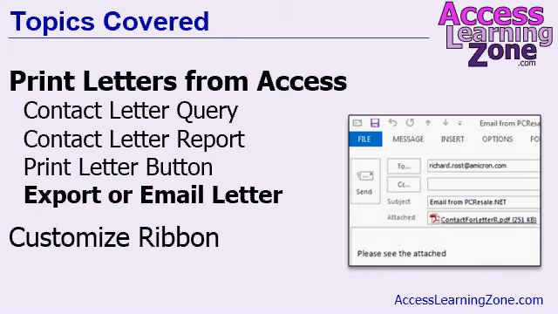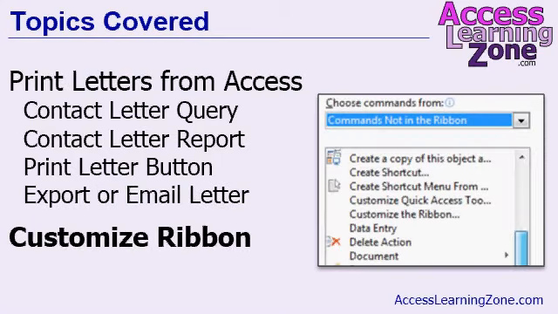We will then learn how to export our letter in several different formats, including PDF, text file, Word document, and so on. And we'll learn how to send the report as an email attachment using Microsoft Outlook with just one click of a button. And finally, we'll take a few minutes so I can teach you how to customize the ribbon and the quick access toolbar. You'll learn how to create your own ribbon tabs and groups and all kinds of good stuff.